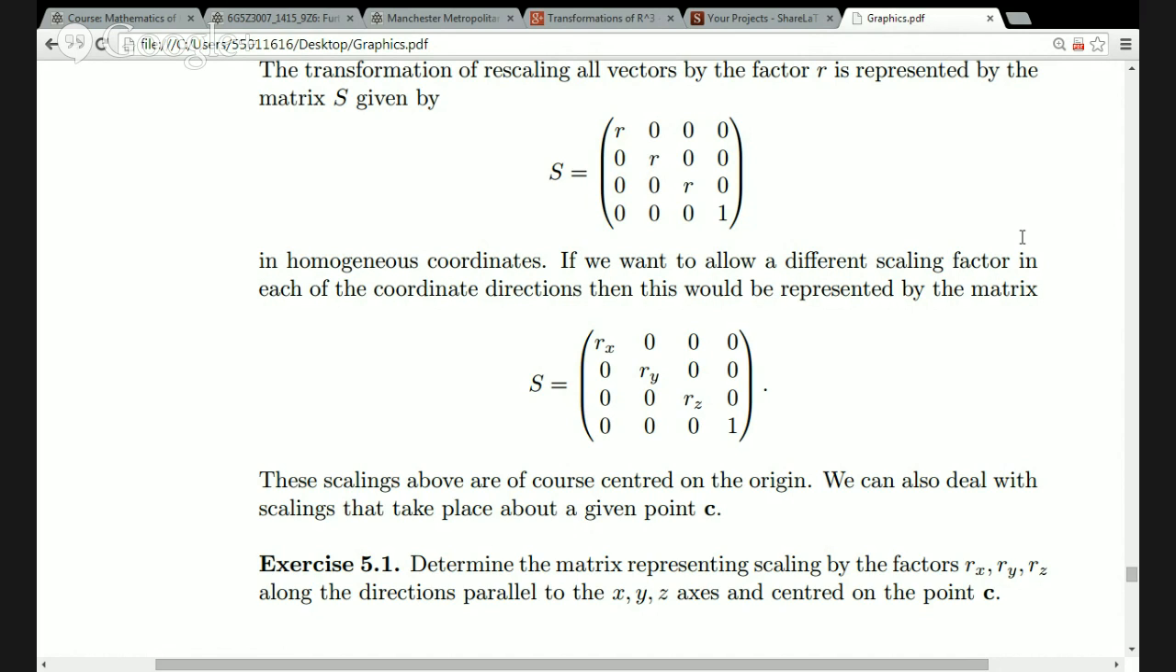For that, we can use the matrix that will be the same as the matrix T inverse. Because this matrix T at the top is translation by the vector minus C. So to send it back, we just use the inverse matrix, which is the same as translation by the vector plus C.